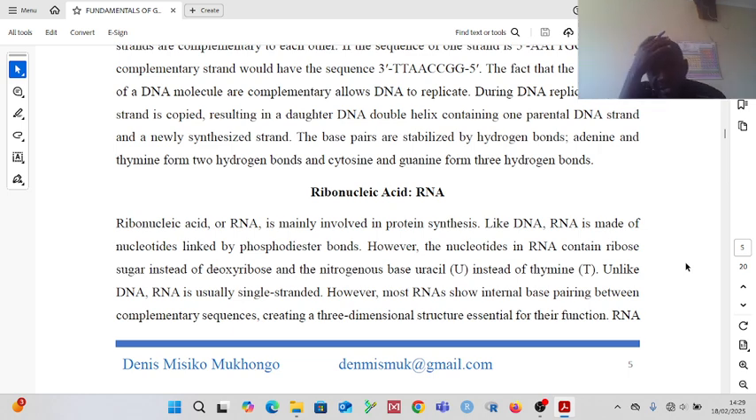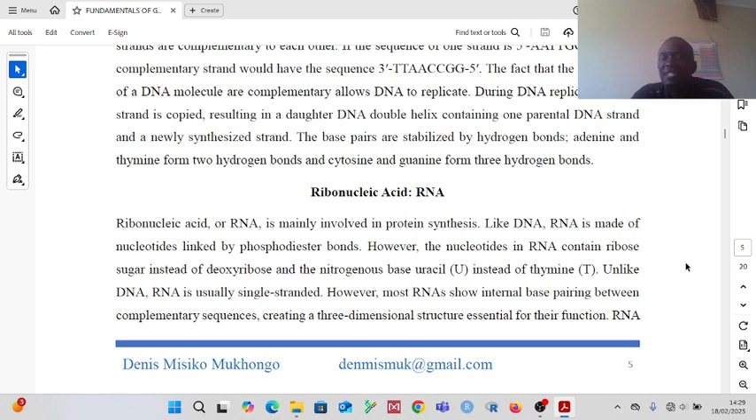In RNA, RNA is mainly involved in protein synthesis. And just like DNA, RNA is also a nucleotide. It's a nucleic acid, so it's made up of nucleotides. And those nucleotides are also linked by the phosphodiester bonds. The difference is that RNA has the ribose sugar instead of the deoxyribose sugar.